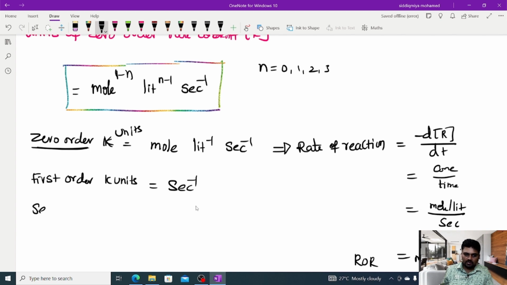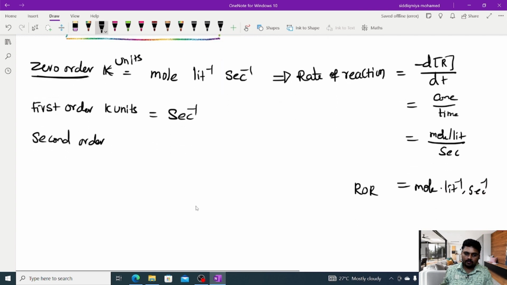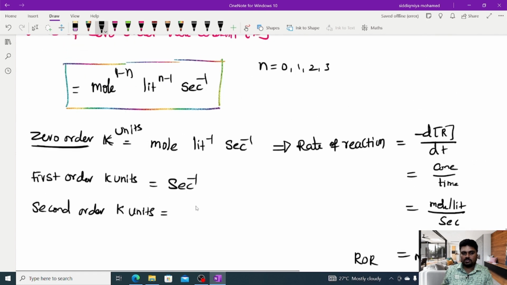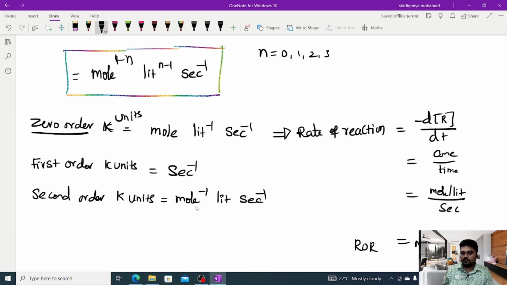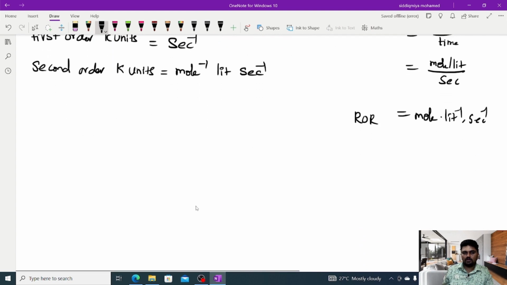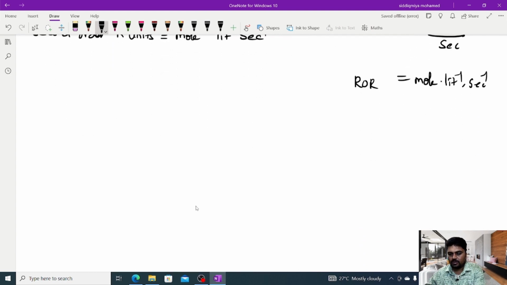Suppose they are asking the second order k units. What can we write? For second order k, in place of n you can substitute 2. So you will get mole power minus 1 liter and second inverse. Like this you have to do. So first we will see some problems now, based on these concepts.